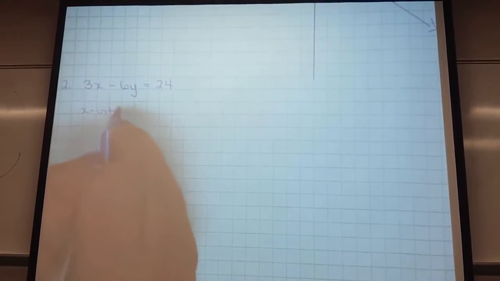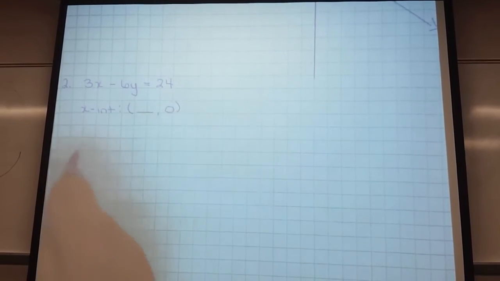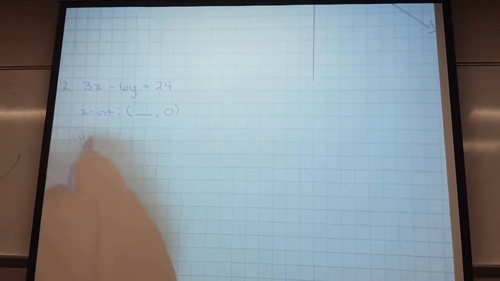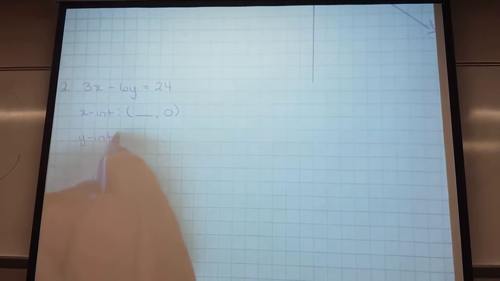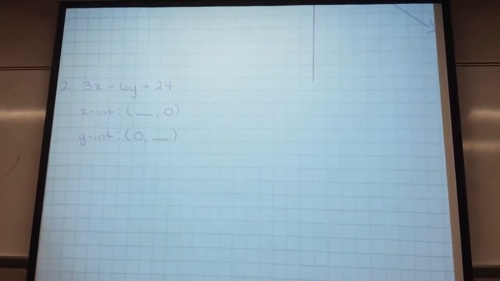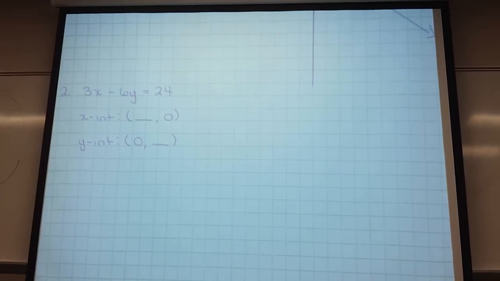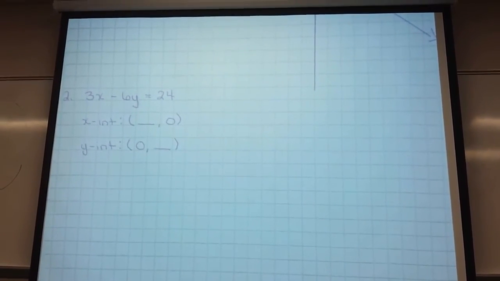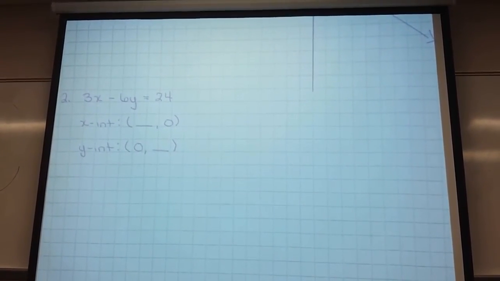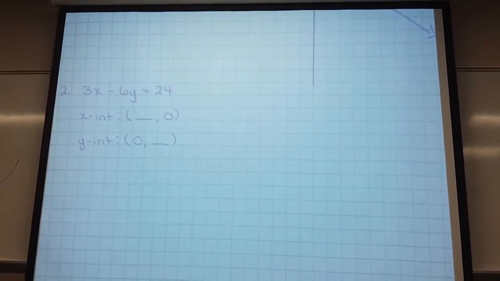X-intercept: something, comma, 0, and y-intercept: 0, comma, something. 3 goes into 24, 6 goes into 24. Isn't that a way to put your points next to where you plotted them? Yeah, put it here, just so you don't get confused with that.